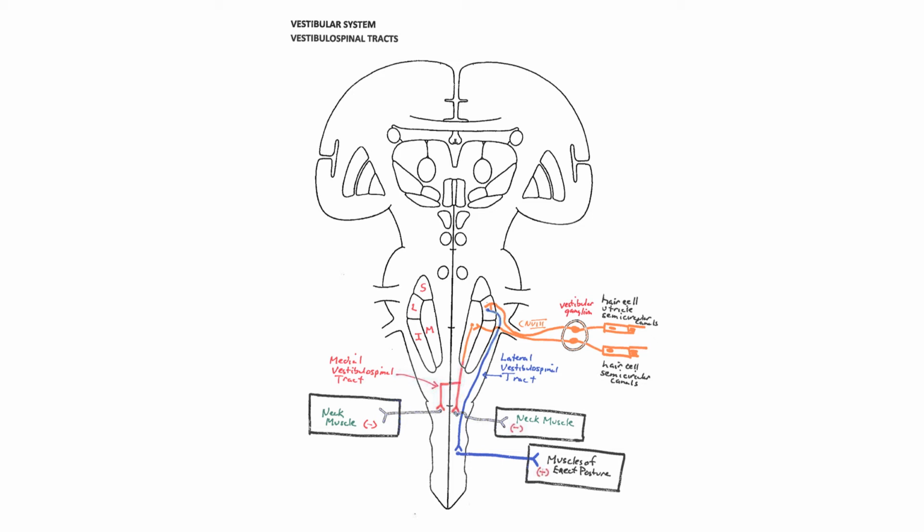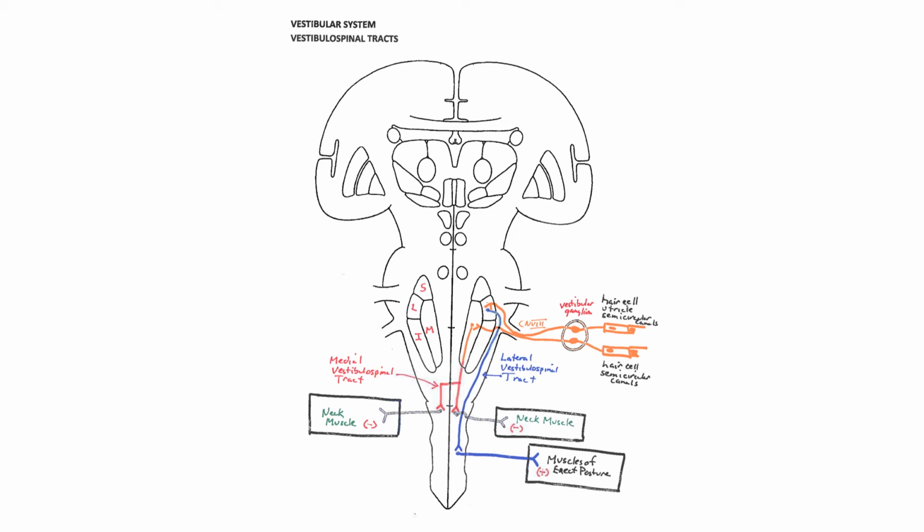Coming from the lateral vestibular nucleus, we are going to see the formation of the lateral vestibulospinal tract. The lateral vestibulospinal tract is going to come down. It is going to synapse in the spinal cord, where I will see motor neurons coming out to the muscles of erect posture, and this will be an inhibitory tract. Notice that this tract is an ipsilateral tract, meaning it stays on the same side.